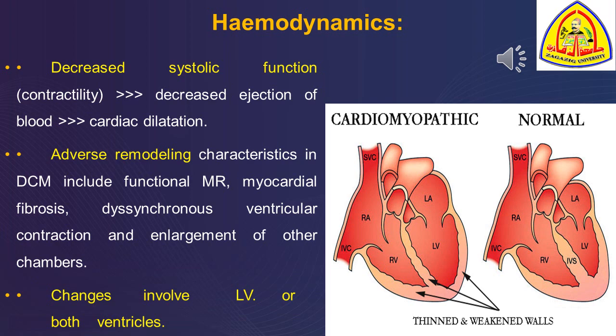First, pathogenesis of hemodynamics: there is decreased systolic function, which leads to decreased contractility, so decreased ejection of blood, and finally leads to cardiac dilatation. Second, the hemodynamic process includes adverse remodeling characteristics in DCM, which include functional mitral regurgitation, myocardial fibrosis, desynchronous ventricular contraction, and enlargement of other chambers. The last hemodynamic changes involve the left ventricle or both ventricles.